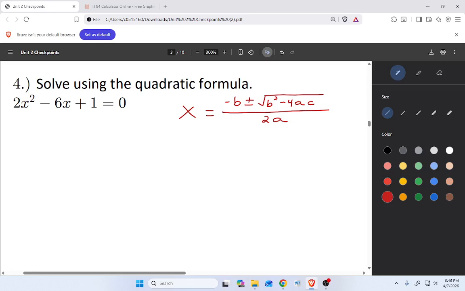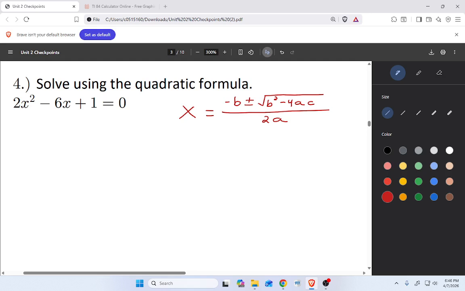Let's look at number 4. We are going to solve using the quadratic formula. The quadratic formula is something that you will need to have memorized, and I have it written in red here. X equals negative b plus or minus the square root of b squared minus 4ac all over 2a.